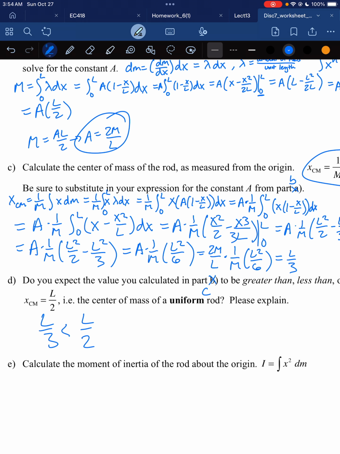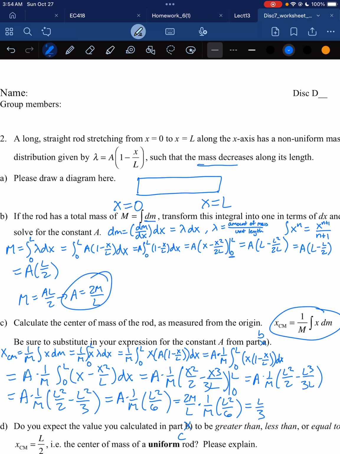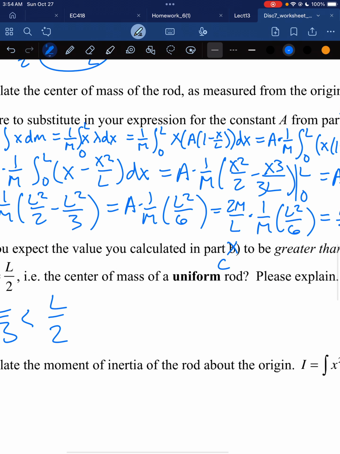But conceptually, we expect our value to be less than L over 2 because more of the mass is concentrated near the origin. We're told in the problem that the mass decreases along its length, and we have an uneven mass distribution, a non-uniform mass distribution. So we expect more of the mass to be concentrated near the left end of the rod, or near the origin.